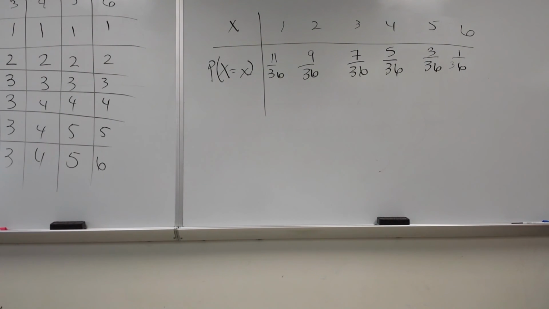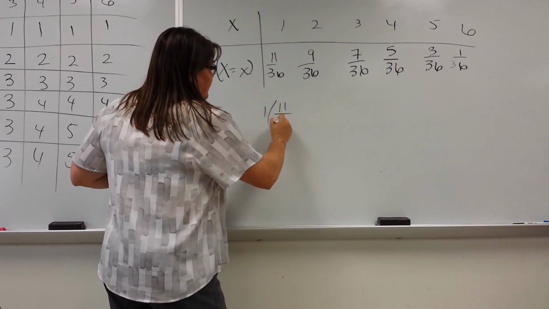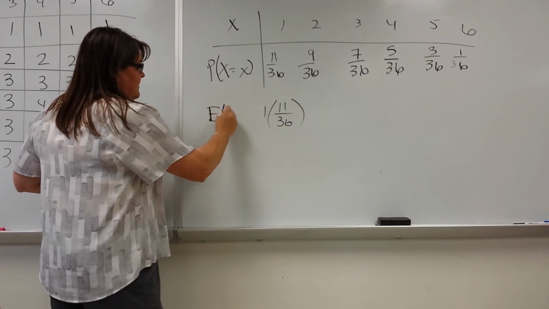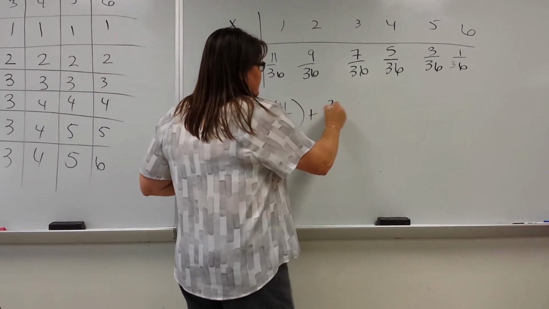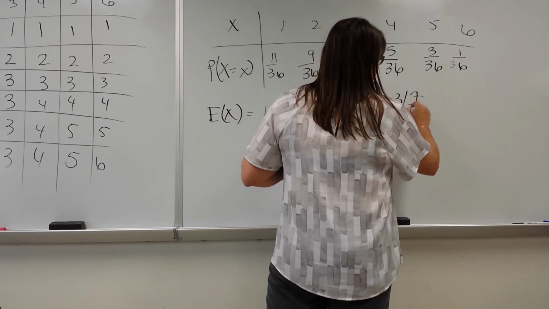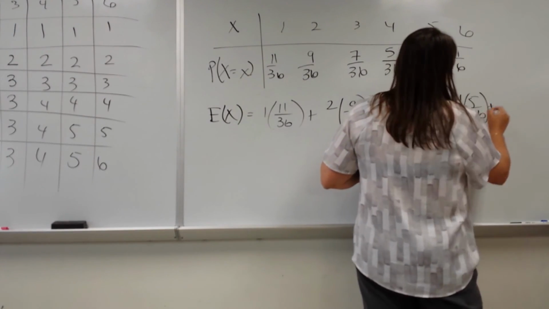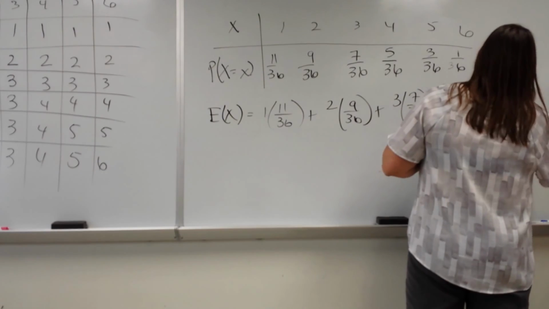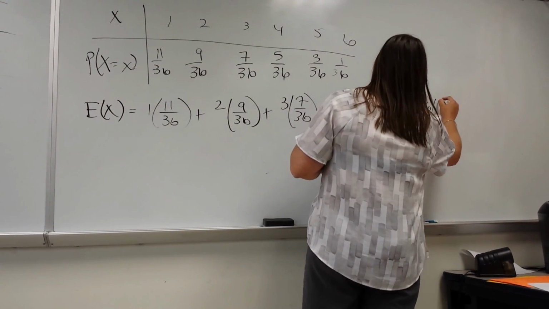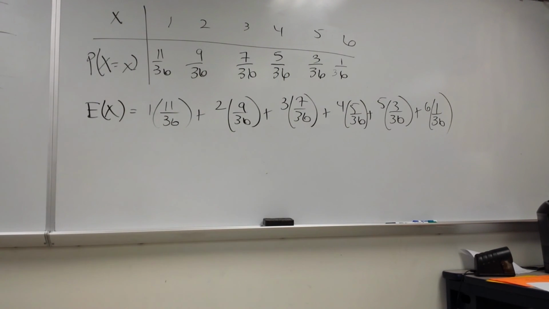Okay, so it's 1 times 11 out of 36. So this is the expected value of X. 2 times 9 out of 36. 3 times 7 out of 36. 4 times 5 out of 36. 5 times 3 out of 36. And then last but not least, 6 times 1 out of 36. They say it comes up to be 91 out of 36. Check the work to see if it's right.